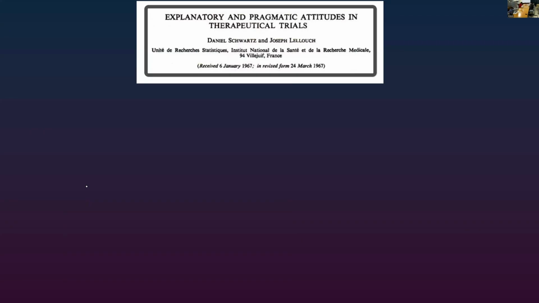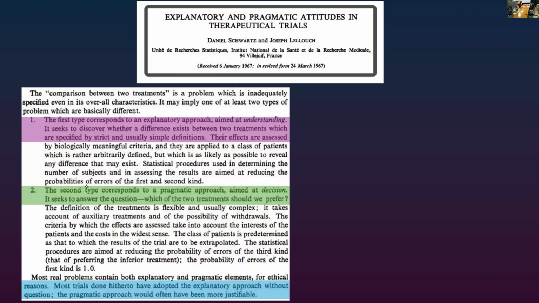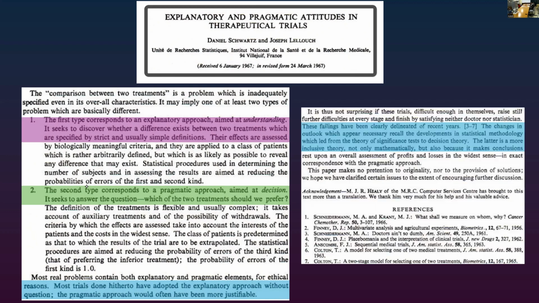I'd like to start off with one study that was published in 1967. This is a review by Schwartz and Lellouch. It talked about two types of trials. The first type follows an explanatory approach, based on understanding and a theory of significance tests. That is, if there's an observed effect, is it based on statistics or is it purely by chance? The second type is the pragmatic approach. It is aimed at decision. It seeks to answer the question, which of the two treatments should be preferred? Unfortunately, most studies nowadays follow the explanatory approach rather than the pragmatic approach.